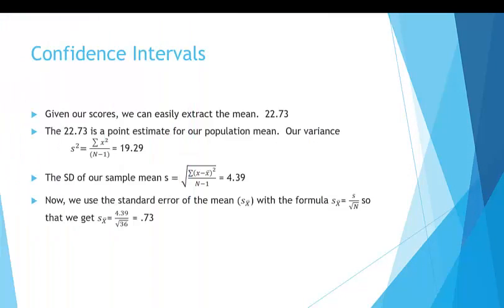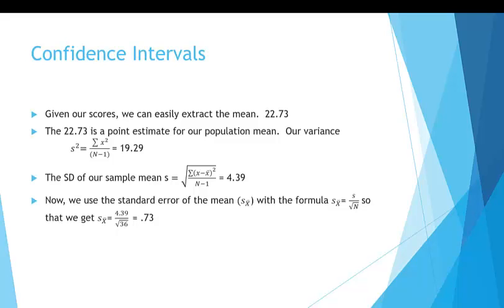So what do we have to do? We can easily find the mean of our 36 scores at 22.73. So our mean, our average score of our sample is 22.73. This is a point estimate of our population mean. Okay, and we said that earlier, that our population mean equals our sample mean.